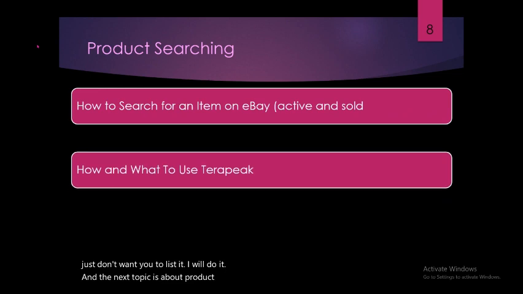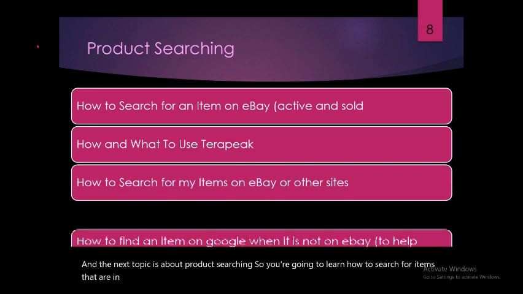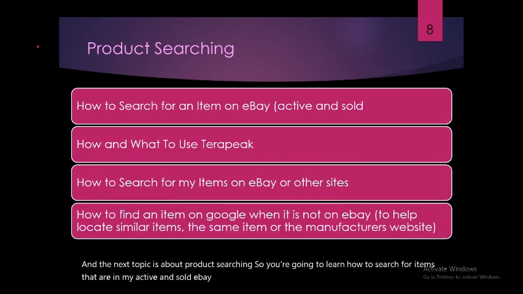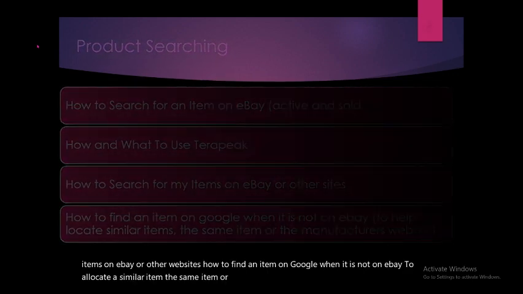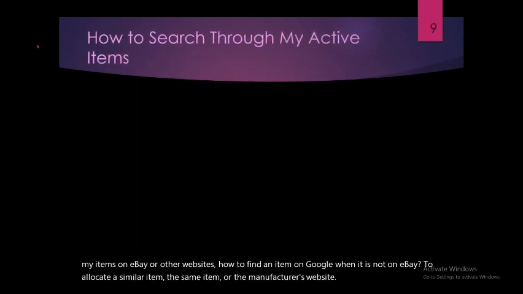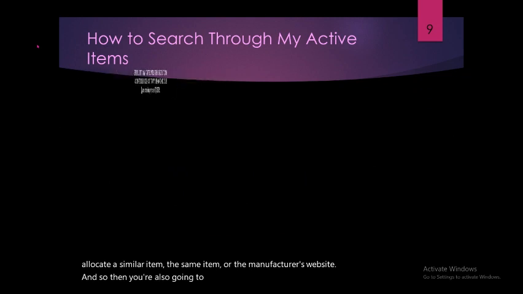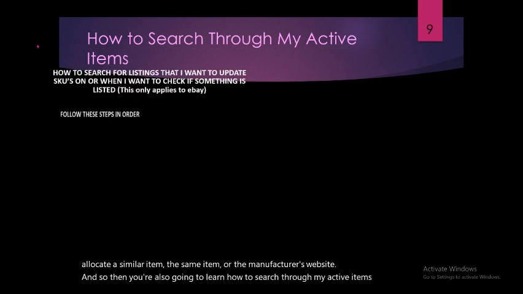And the next topic is about product searching. So you're going to learn how to search for items that are in my active and sold eBay items, how and what to use Terapeak for, how to search for my items on eBay or other websites, how to find an item on Google when it is not on eBay to locate a similar item, the same item, or the manufacturer's website. And so then you're also going to learn how to search through my active items right now, actually.